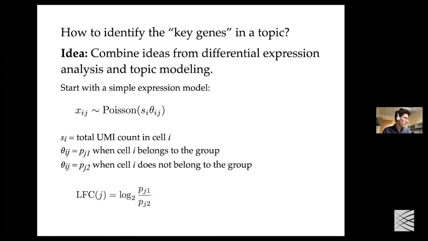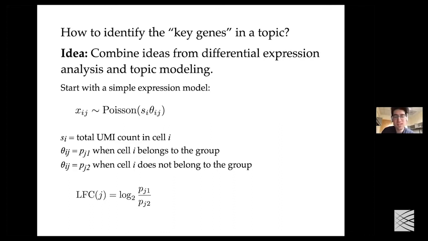And that is about how to interpret these topics. So here we're going to borrow some very basic ideas from differential expression analysis. And I do mean basic. We're going to take a very simple Poisson model of expression. The s_i are the same as before. Those are the document sizes or the sequencing depth. And we're going to estimate the relative expression levels for each cell i and for each gene j.